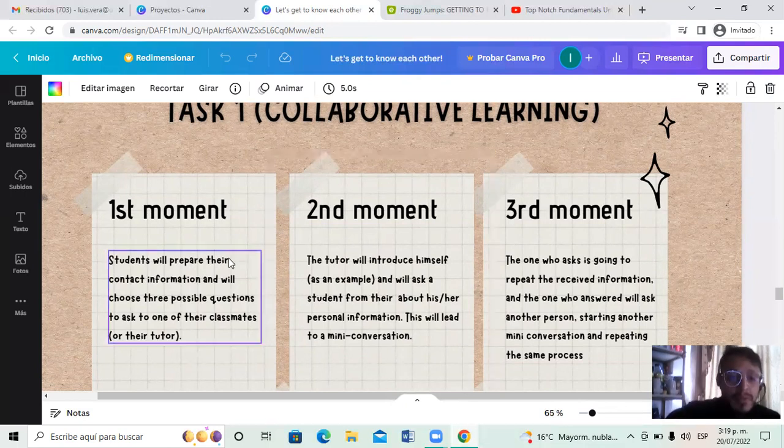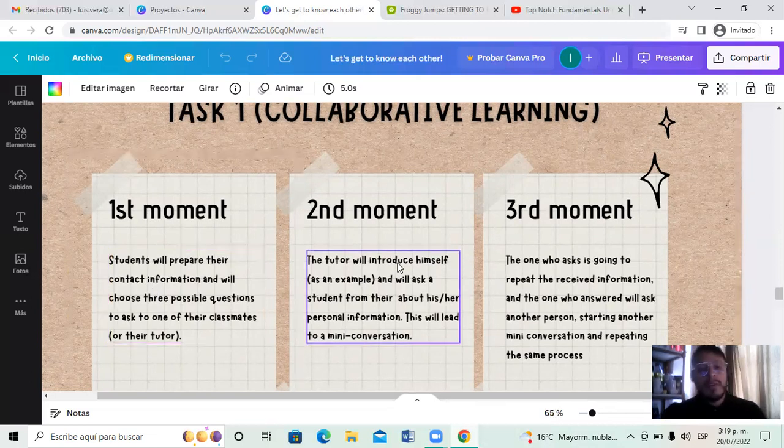First, students, ustedes van a preparar su información de contacto en una hoja de papel o en un documento de Word, como se sientan más cómodos. Y a su vez van a preparar 3 preguntas posibles para hacer, ya sea a mí, su tutor, o a un estudiante, un compañero de ustedes, ¿ok? Entonces preparan su información y 3 preguntas posibles. What is your name? What is your address? Etcétera, etcétera, ¿ok?